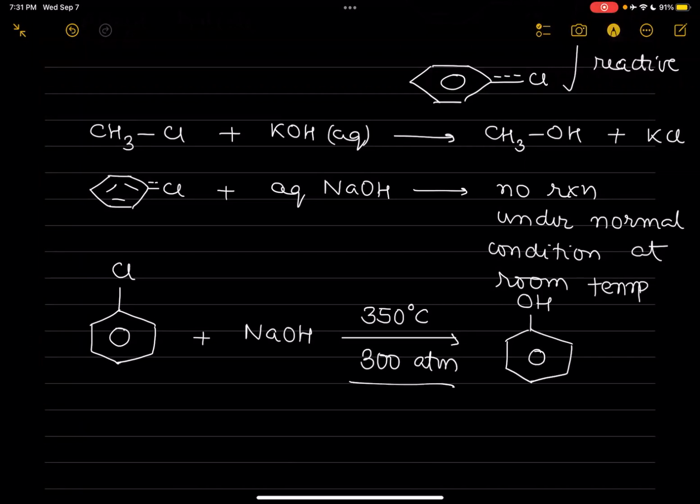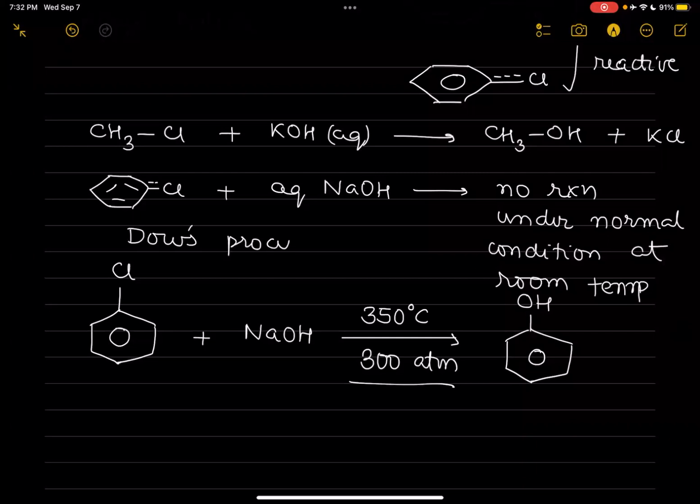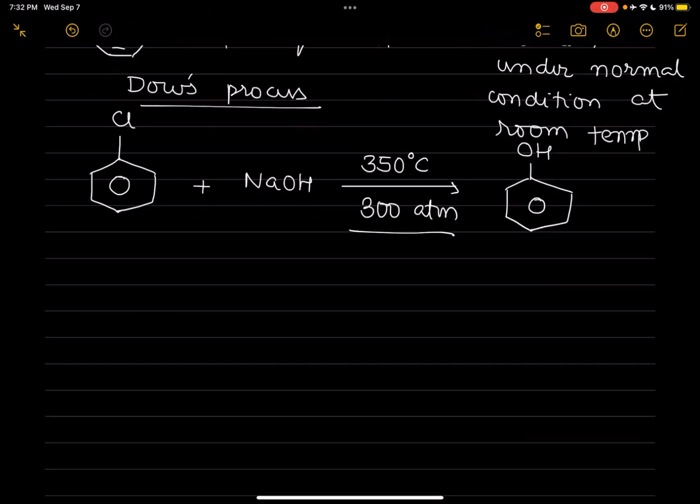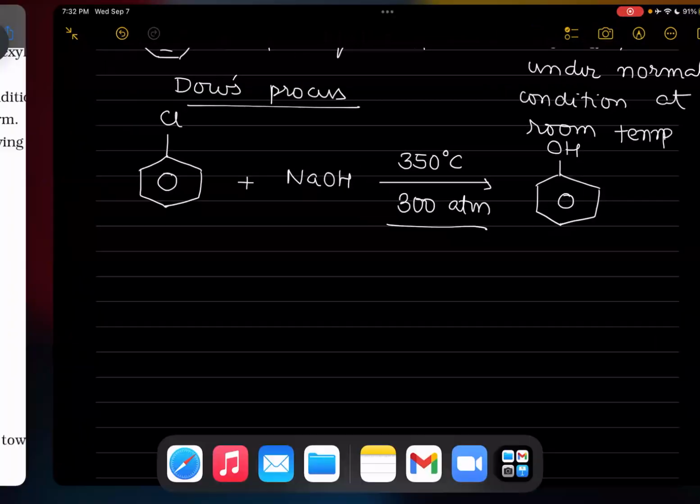Look at these conditions. This is known as Dow's process, and that is used for the preparation of phenol from chlorobenzene. It is not an easy task, very difficult, because the OH minus has to come in. It needs to have a lot of energy to come in and join itself to the benzene, because benzene has a double bond, right? So how does it happen?